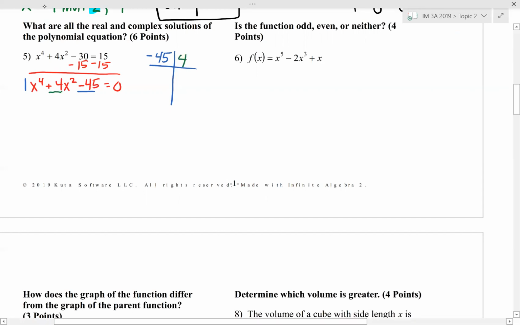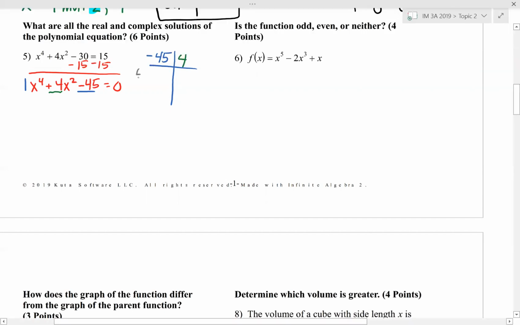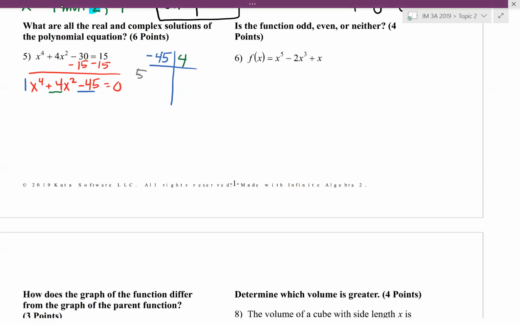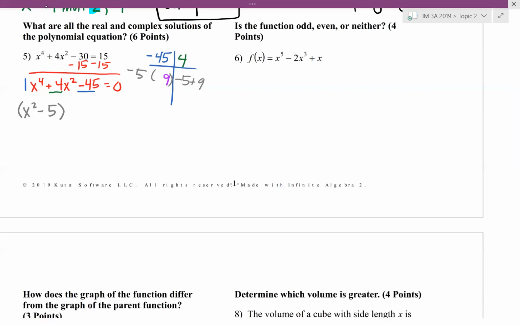And so the first factors of 45 that I normally think of are 5 times 9. And so notice that if one of them is negative, that will give me a positive 4. So if the 5 is negative, negative 5 times positive 9 is going to give me negative 45. And then negative 5 plus 9 is going to give me positive 4. And so what that means is that I can think about this as x squared minus 5 times x squared plus 9.